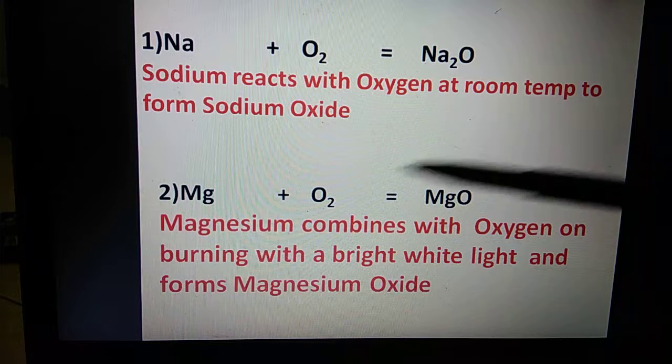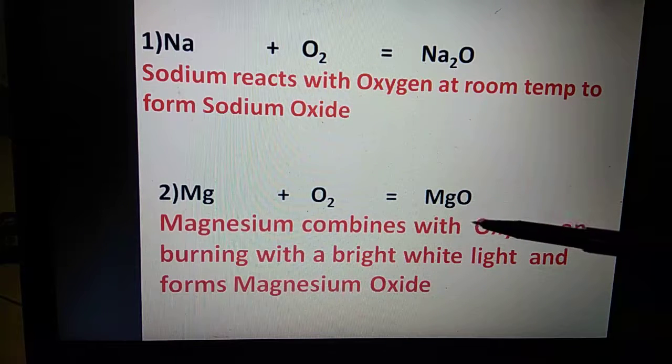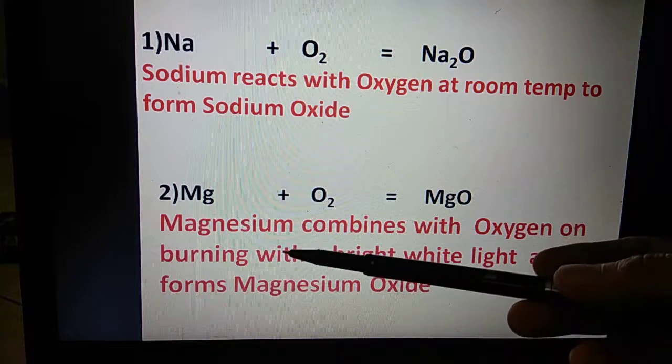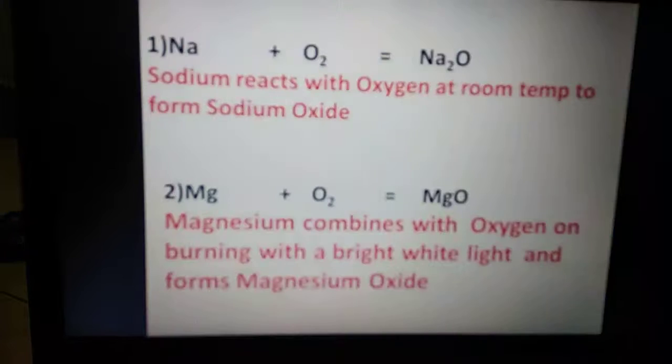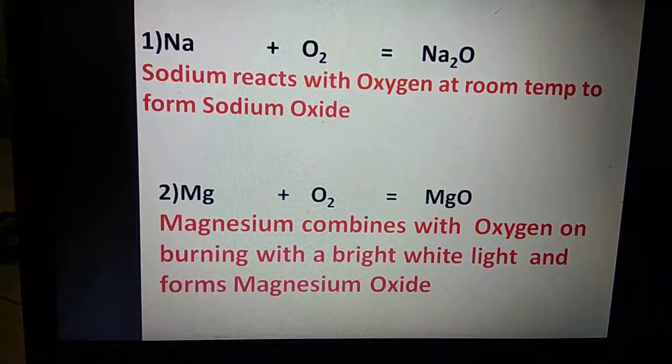Okay, then we come to the next, that is magnesium with oxygen gives magnesium oxide. So magnesium combines with oxygen on burning. You must have done this experiment, that is we burn the magnesium ribbon and we see that it burns with a very bright white light. Yes, and then it forms magnesium oxide. So these are the two things you have to write with this example. When you write these reactions, you have to write these statements also. Okay children, so these are the two reactions given for us in the textbook.